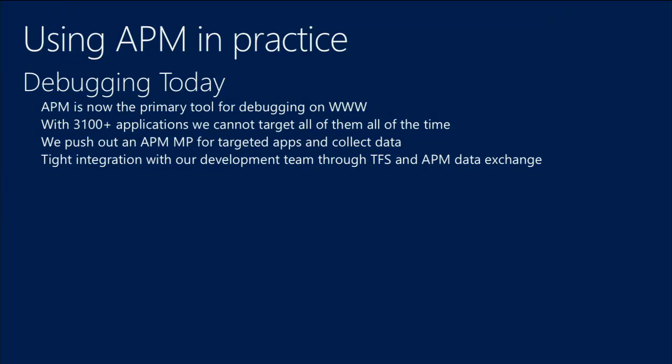What they do is they're selective about what servers they turn APM on, and they have a few high-profile applications that they always have APM running, and then they'll turn APM on for other applications as they start to see some availability issues with those applications. It allows them to collect data and not have to pull those servers out of rotation.